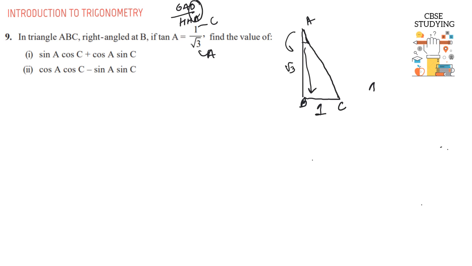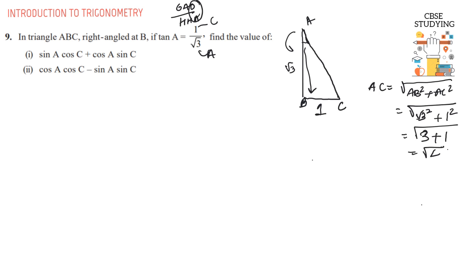Now we need to find the measurement of AC. AC is equal to square root of AB square plus BC square. So AB square is root 3 square plus BC square is 1 square. So root 3 square is 3 plus 1, 4. Square root of 4, which is equal to 2. So AC is equal to 2. Right? Now what values do we need for the first and the second question? Both we need sine A and cos C. Right? So let's find the value of sine A.